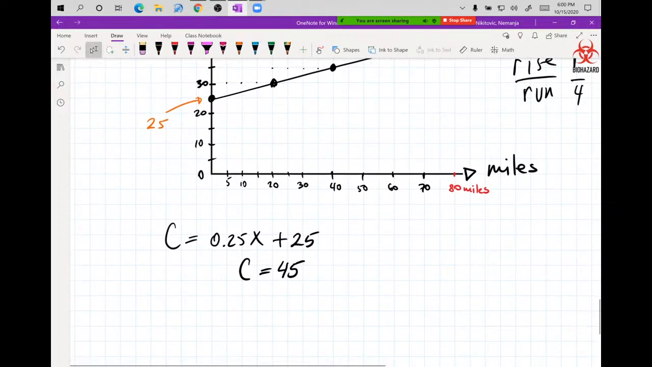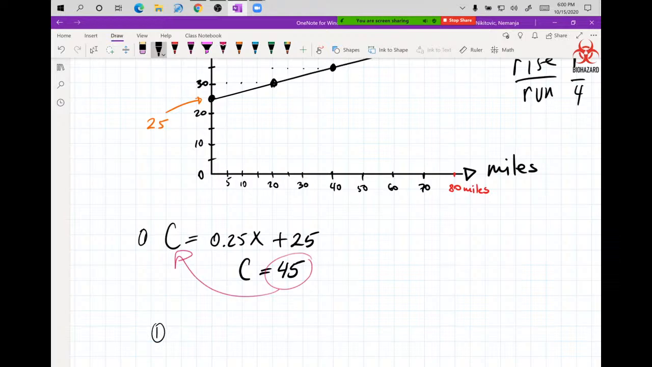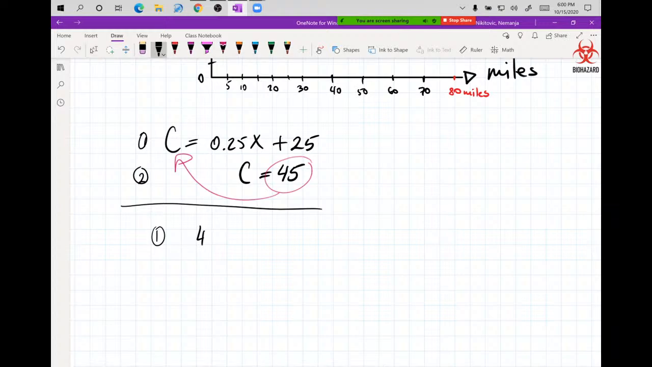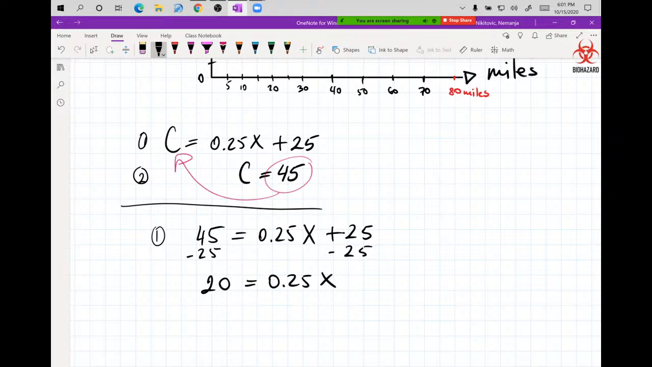So let's see. Substitution method would have me plug this in there. So this is equation 1, this is equation 2. So my equation 1 now is going to be 45 equals 0.25x plus 25. We subtract 25 on both sides. That gives us 20 is equal to 0.25x. And then dividing by 0.25. If you are using the calculator, obviously, you would do that.